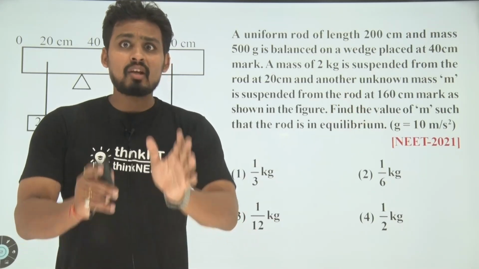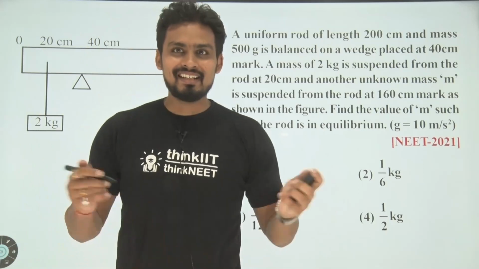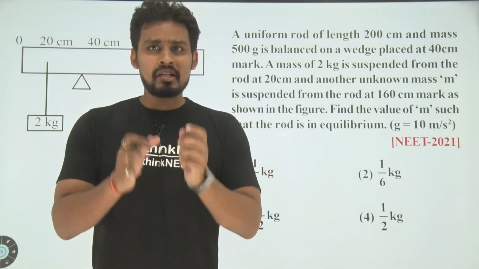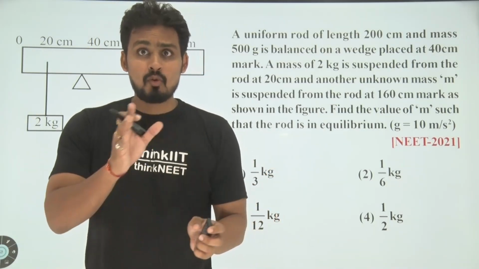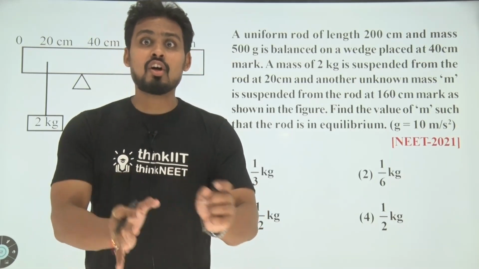So we need to check whether the rod is in equilibrium or not. And we know, after learning the complete syllabus of physics, a body is in equilibrium when the net force on it is 0 and the net torque on it is 0.